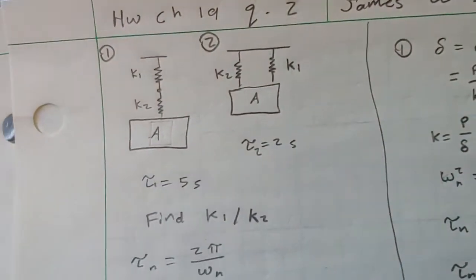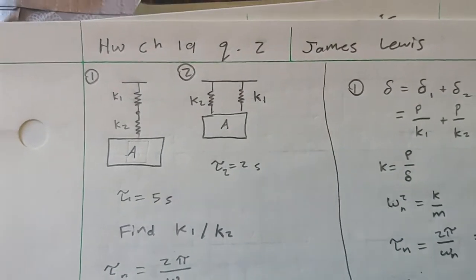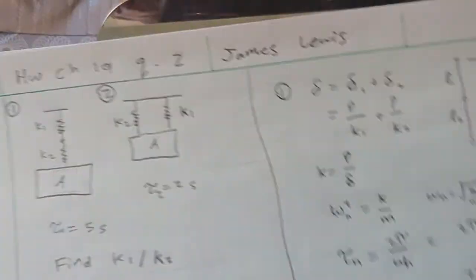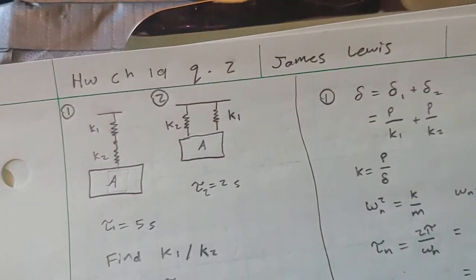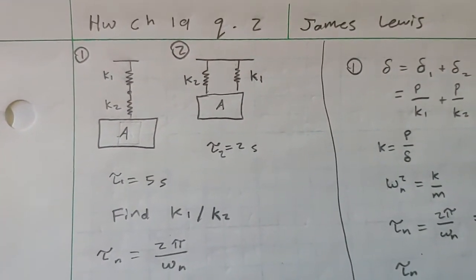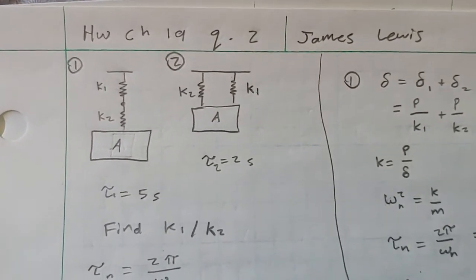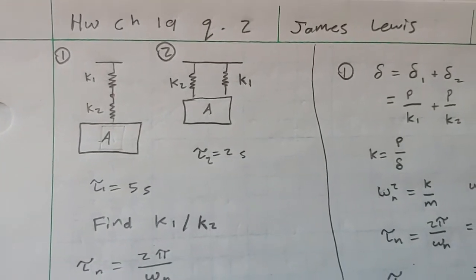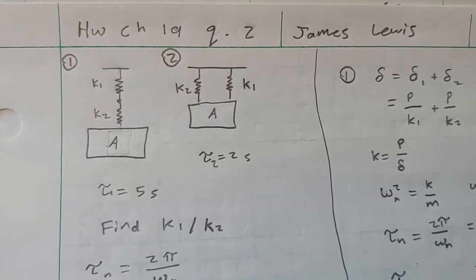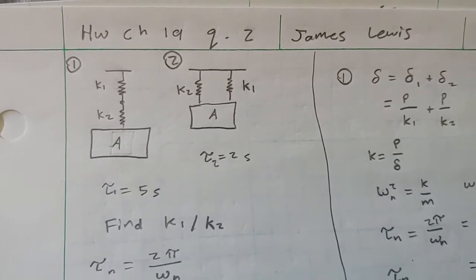So first we're going to make our free body diagram. We're going to label them number 1 and number 2, just so that we can keep track of periods and some of the other variables. We have our setup 1 with K1 on top of K2. Our period is 5 seconds. And then our position 2, K1 and K2 are right next to each other in parallel on block A, and the period for 2 is 2 seconds.